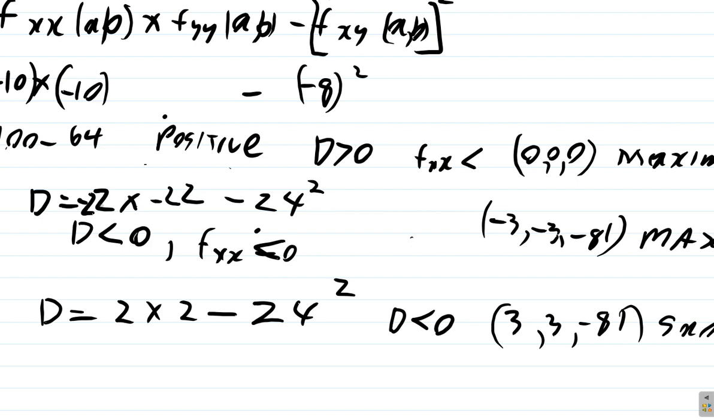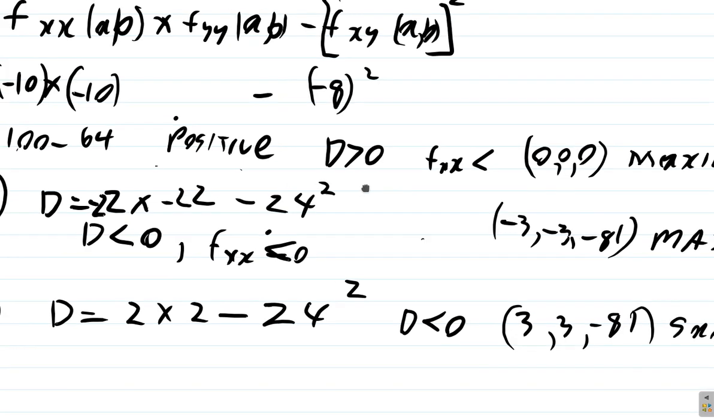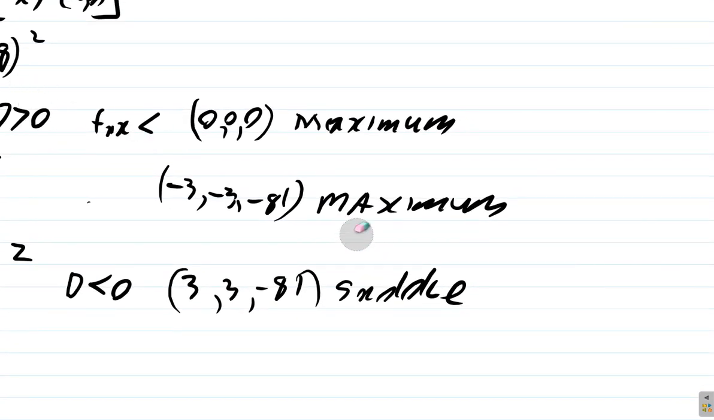This is negative 22 by negative 22. It's like 22 squared minus 24 squared. It's going to be negative. So it's not a maximum point here. It's a saddle point, right? This will be a saddle point.